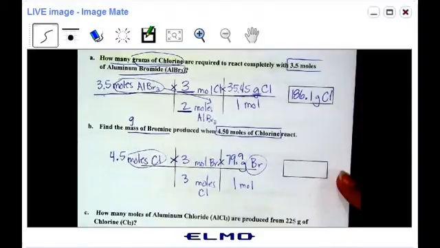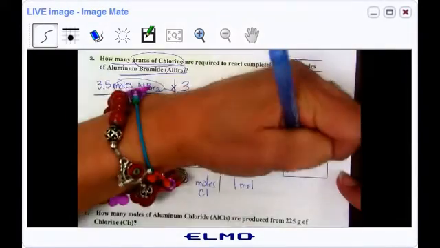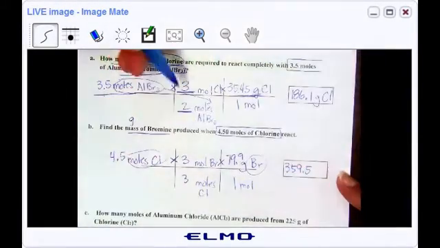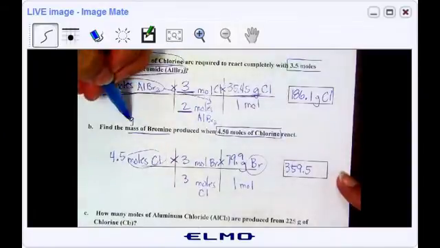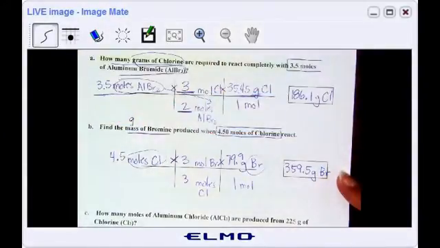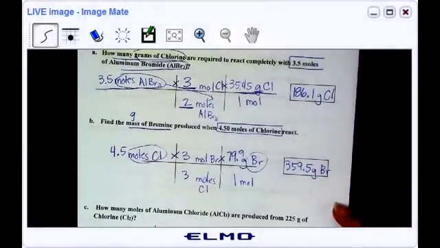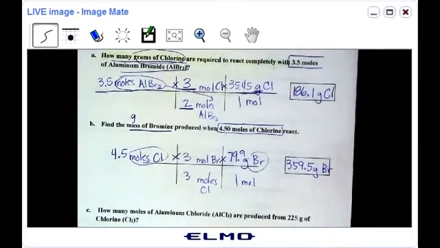That gave me 1078.65. So 1078. But I need to divide by what's in the bottom, which is 3. My final answer is 359.5. It wanted grams of bromine. We will continue the review.